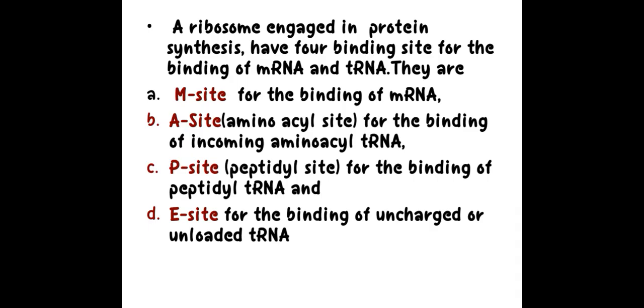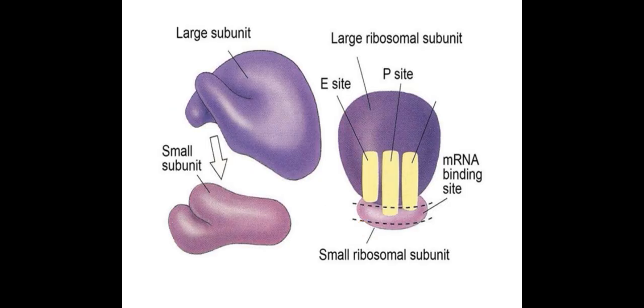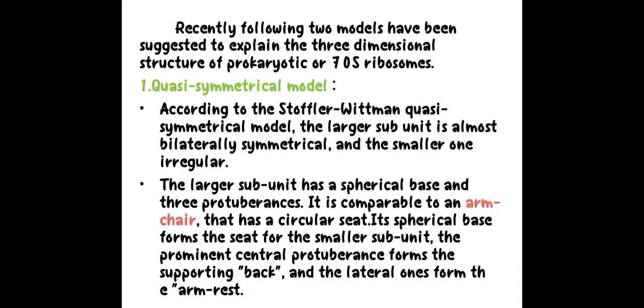Large subunit, small subunit, large ribosomal subunit, E site, P site, mRNA binding site, small ribosomal subunit, etc. can be seen. Recently, the following two models have been suggested to explain the three-dimensional structure of the prokaryotic or 70S ribosome. Quasi-symmetrical model: according to the Stoffler-Rittmann quasi-symmetrical model, the larger subunit is almost bilaterally symmetrical and the smaller one irregular. The larger subunit has a spherical base and three protuberances.